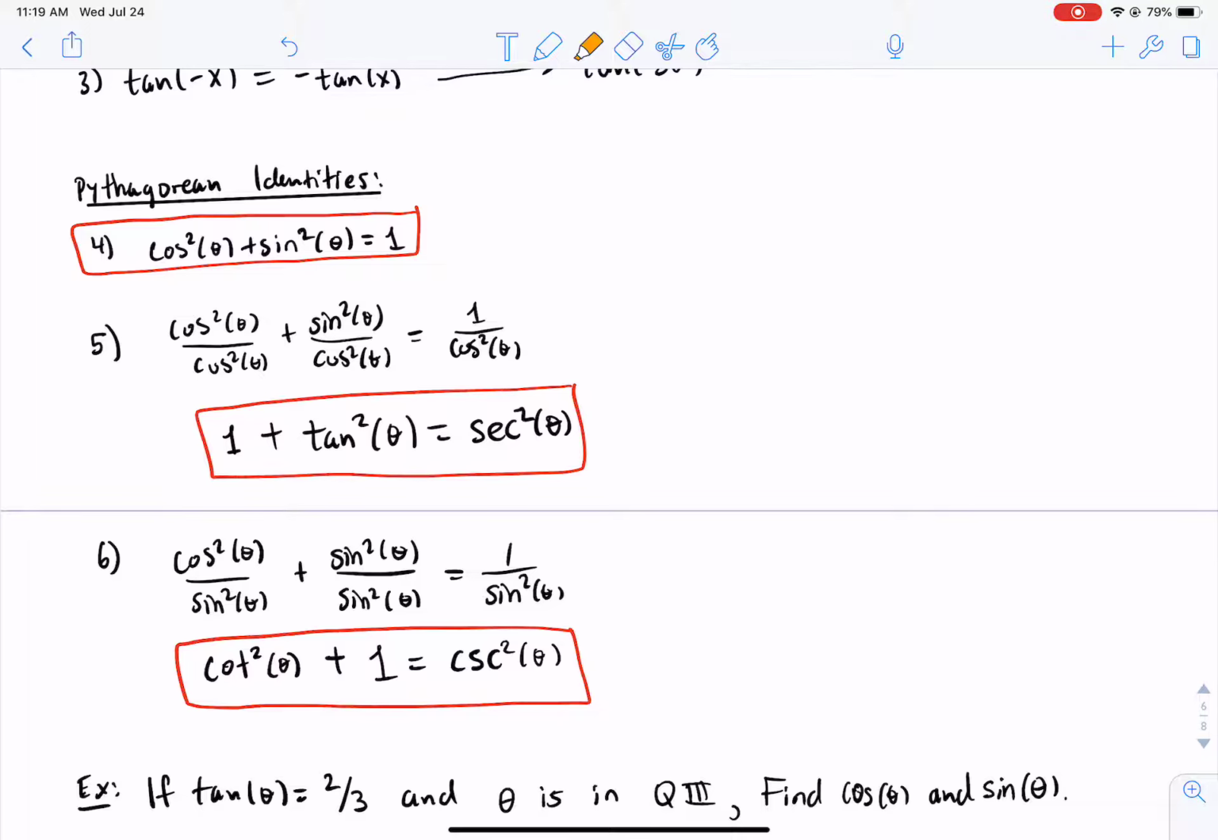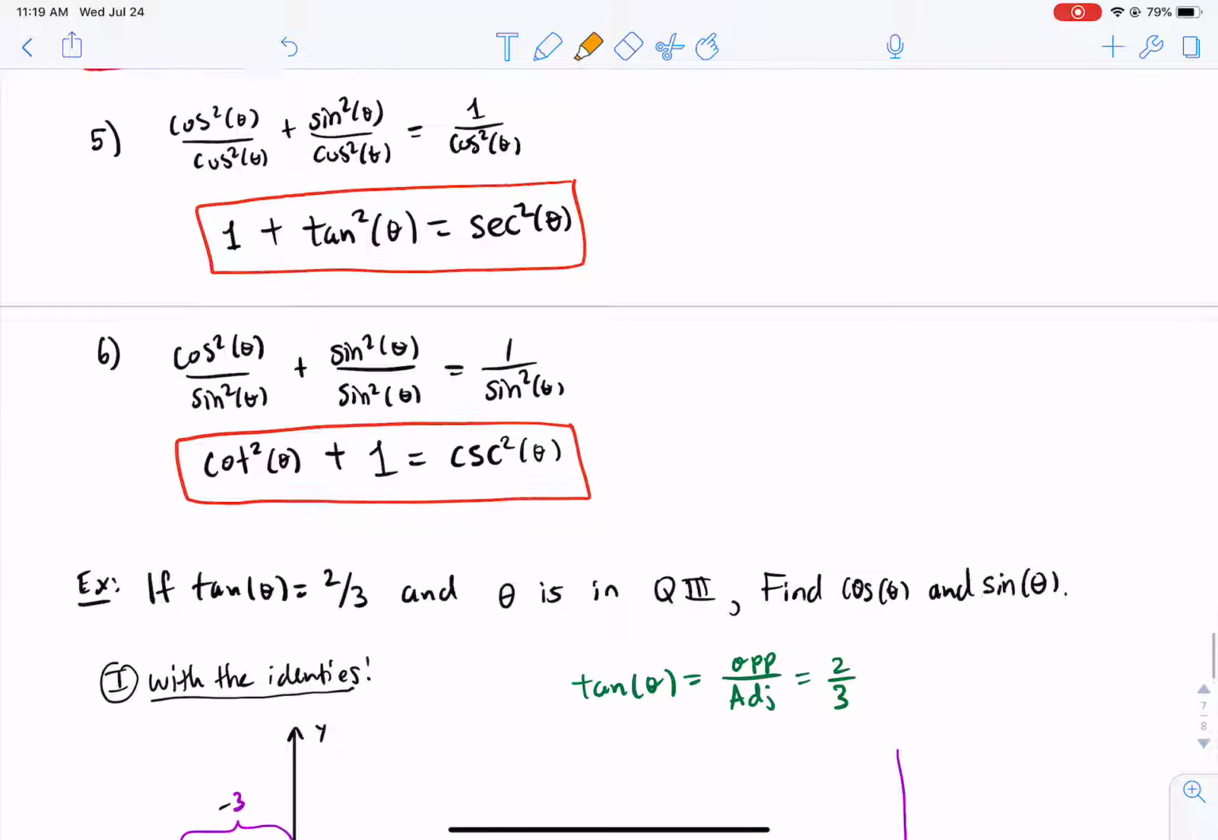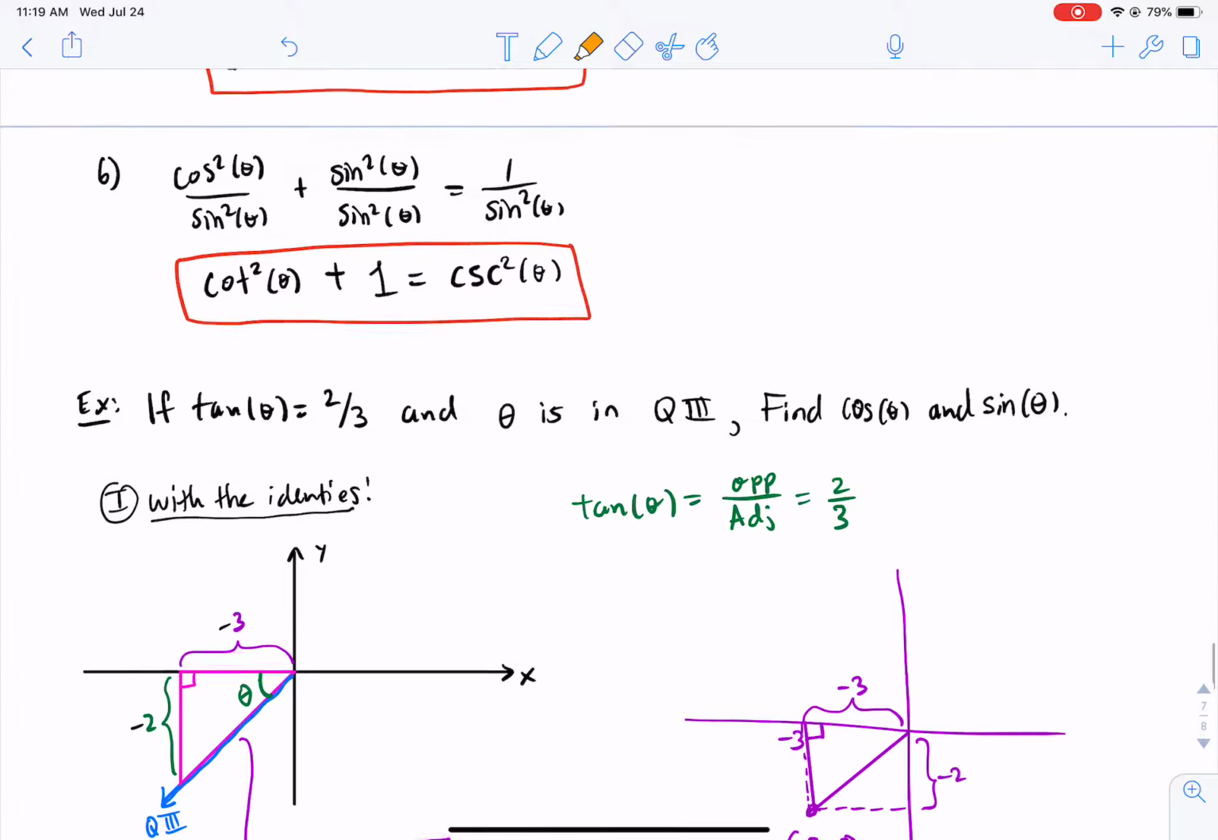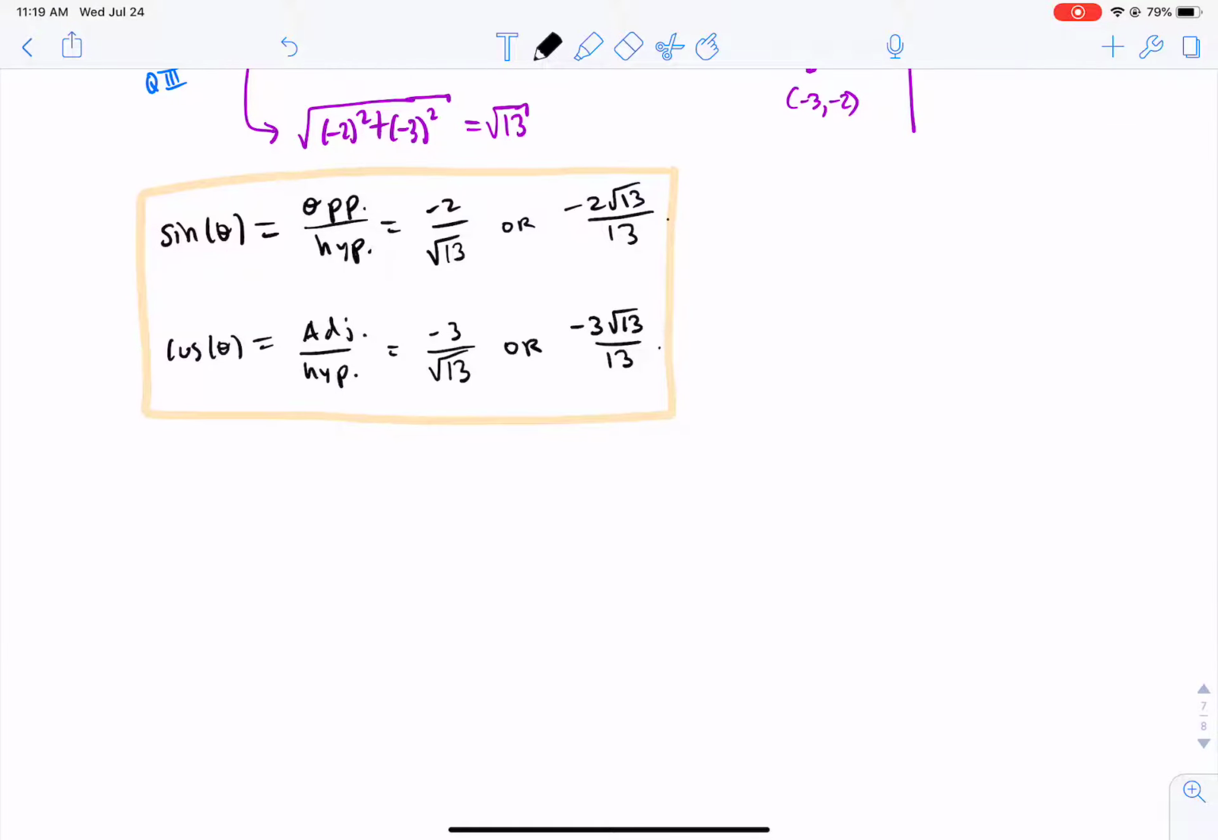If you're given tangent theta is 2 over 3, that's the one that has tangent in it, right? So I'm going to apply identity number 5. The second way that we're going to do this is applying the identity 1 plus tangent squared theta. What is this equal to? Secant squared. And if you know secant, do you know cosine? Yeah, and that makes things a little bit easier, right?